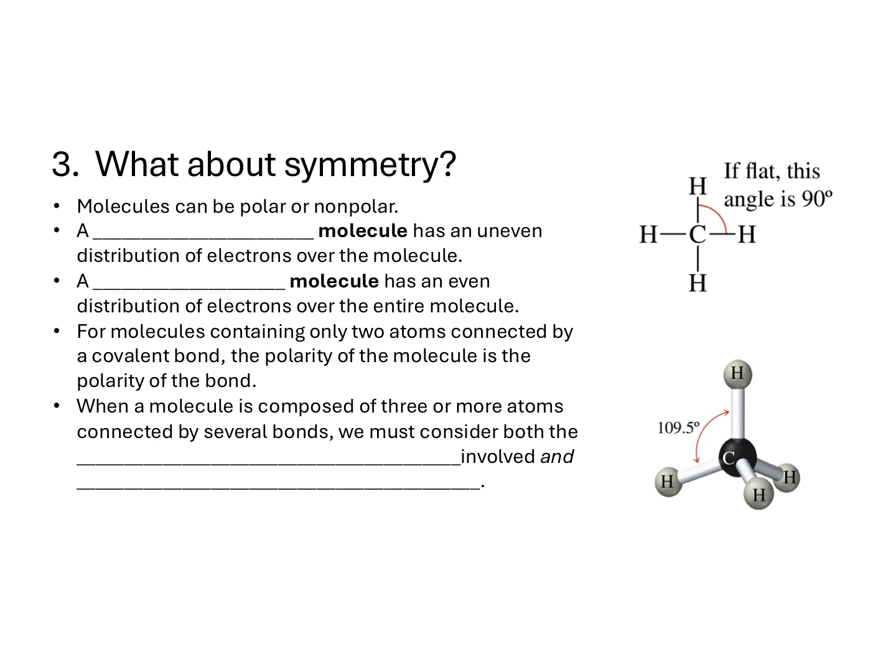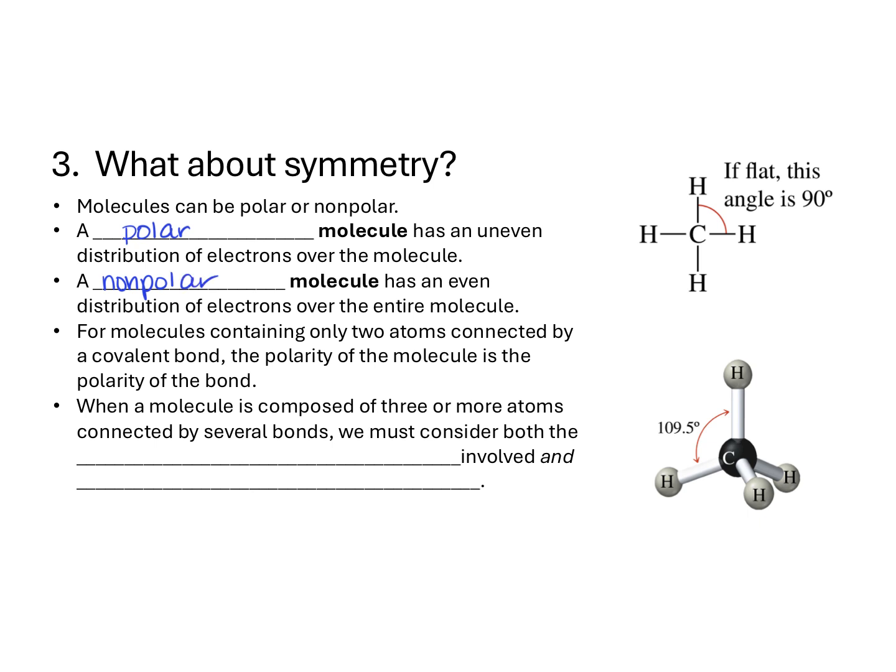So to determine if small molecules are polar or nonpolar, we really need to look at their shape, okay? And if a molecule is completely symmetric, it will be nonpolar. So I want to review a few things. Molecules can be polar or nonpolar. Okay, we can put them into those two categories. A polar molecule, like what we talked about on the previous slide, has an uneven distribution of electrons over the molecule, while a nonpolar molecule has an even distribution of electrons.